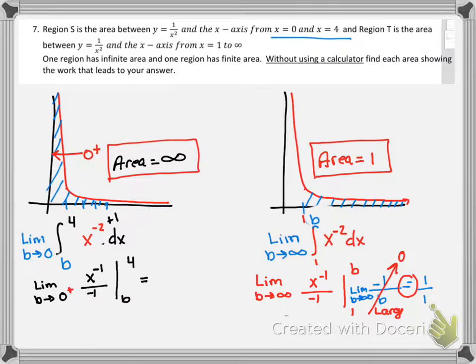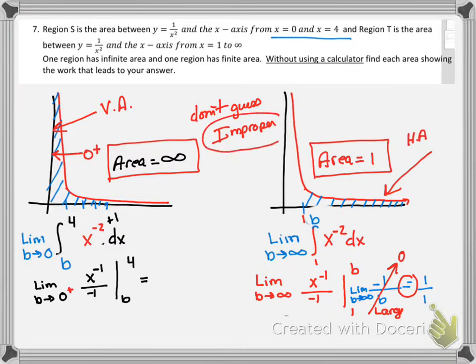Moral of the story, don't guess. Do the improper integrals. And know that if you ever approach a vertical asymptote or a horizontal asymptote, that's when an improper integral will be required.